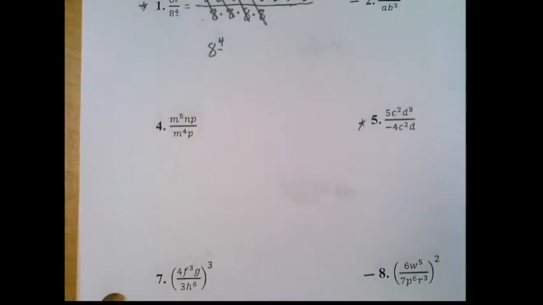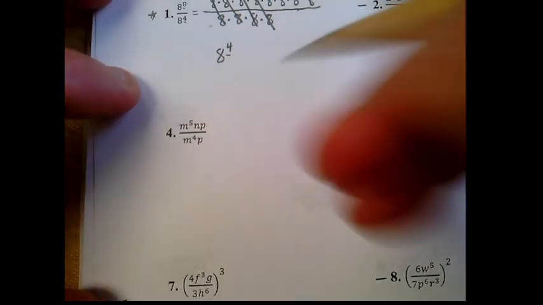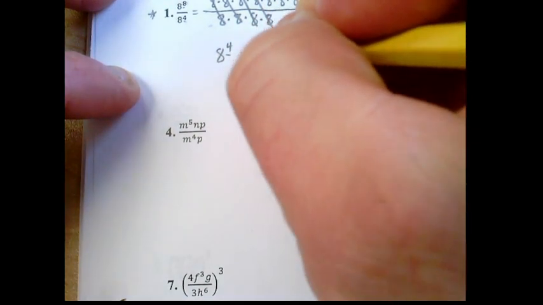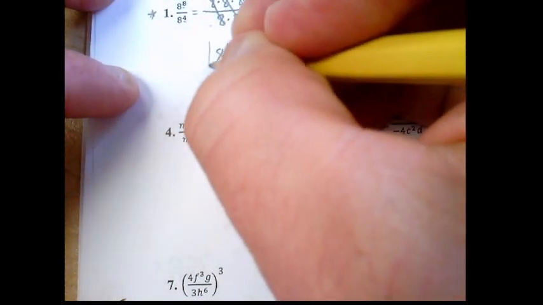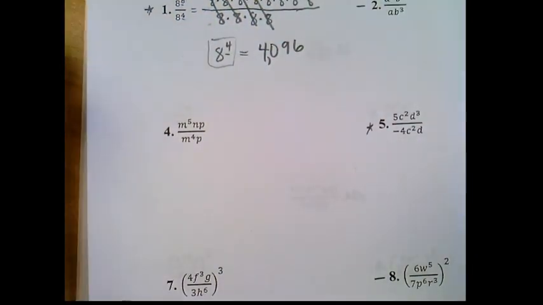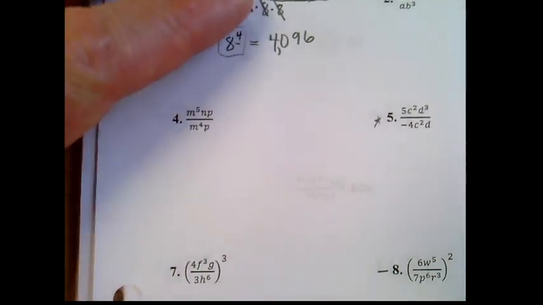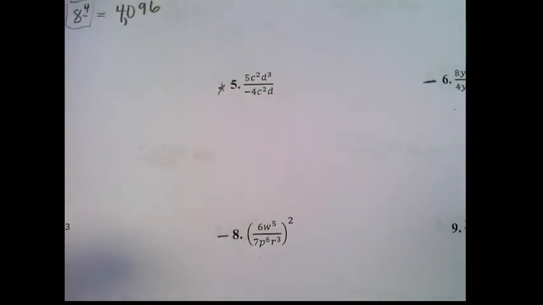Okay. Now, 8 to the 4th, I grab my handy dandy calculator here. That's a little bigger number than I can think of. 4,096. So my final answer here, 4,096. Okay, now I still want to see this work right here. That's how I know you know what's going on there. Don't just type that into your calculator.